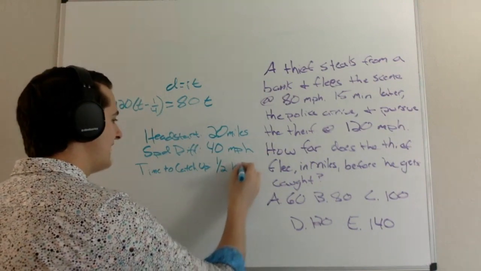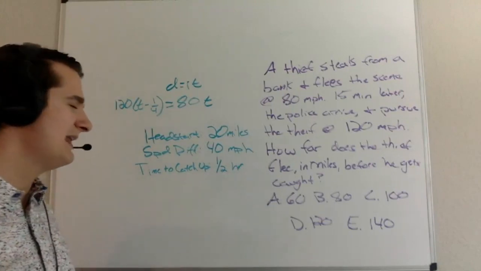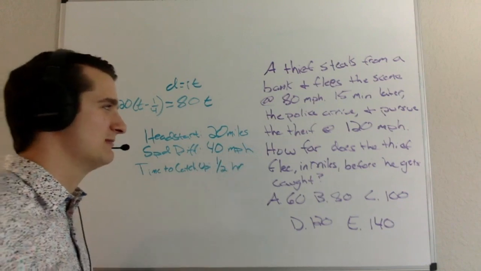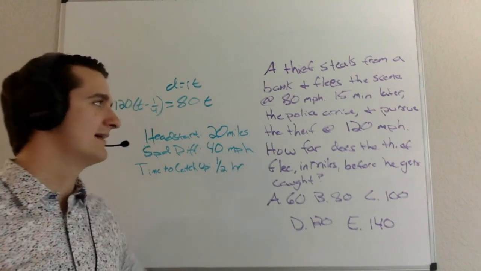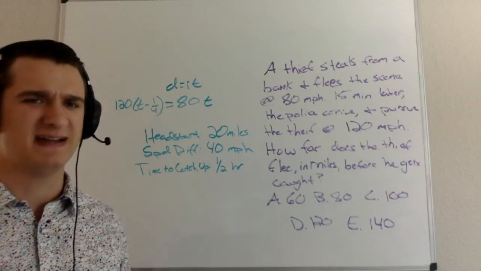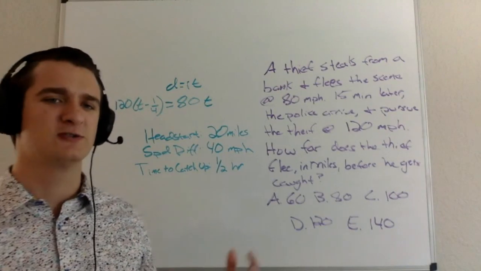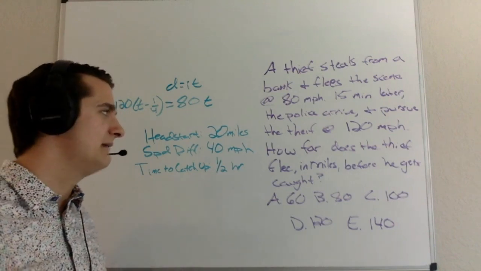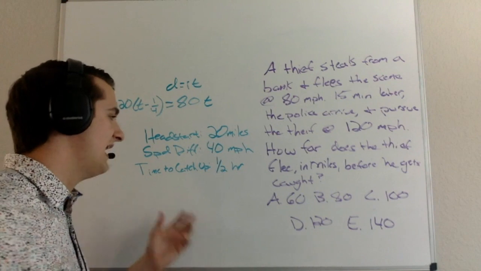Now, I could write that as 30 minutes, but I like to write half an hour because I know that all my speeds are in miles per hour, and just about everything other than that 15 minutes is in miles per hour. And so I want to make sure that my times are the same and that I'm not using hours in one place, minutes in another place. So the time required to catch up is half an hour.